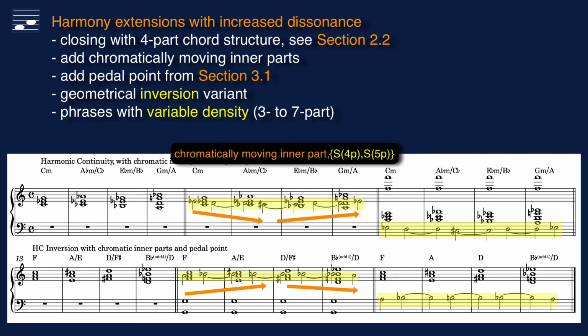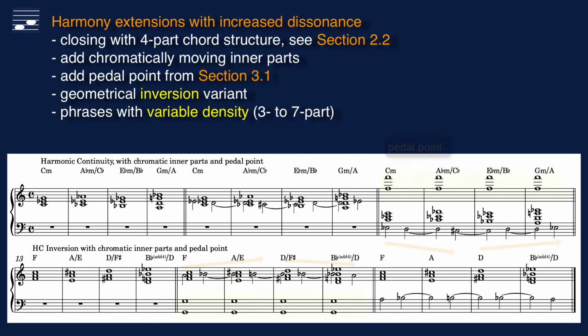In measures 5 to 8, notice the addition of a chromatically moving inner part, E flat to D to C sharp, which means a variable density and more dissonant harmony with 4 to 5 parts. Measures 9 to 12 show the addition of the upper pedal point pitch F natural, plus octave transposition of the chromatically moving part to the bass.